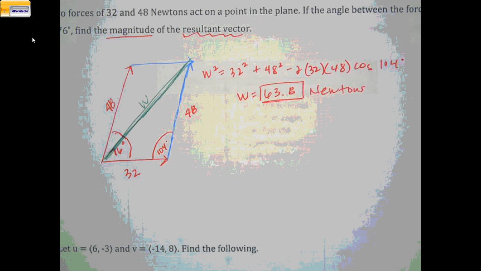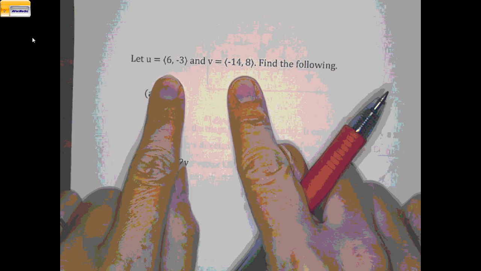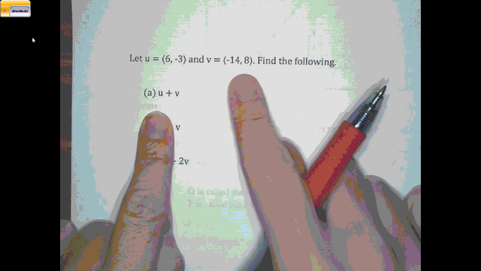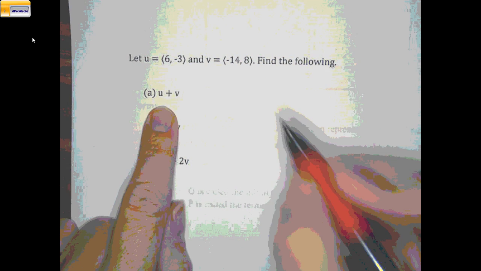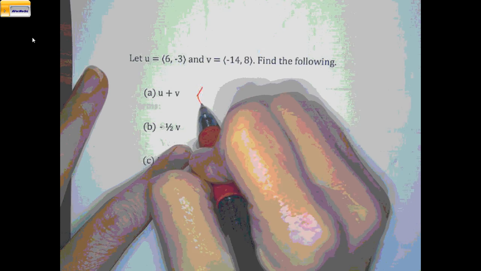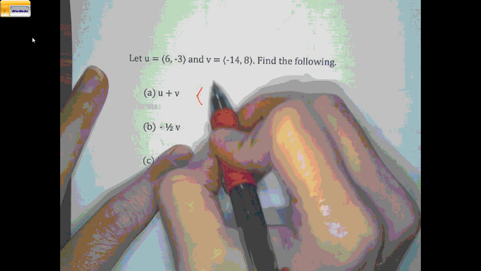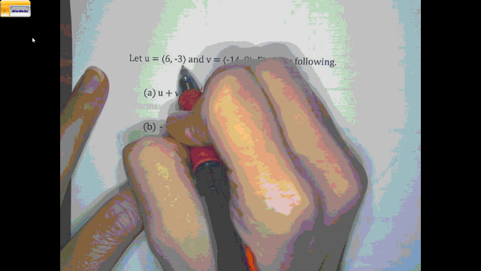Last three, and these go fast. We've got two vectors, u and v. It wants us to find the following. First one, it just says u plus v. So you add the horizontal components. Don't forget the pointy parentheses. So 6 and negative 14 is negative 8. Negative 3 and 8 is positive 5. And that's it. Questions?